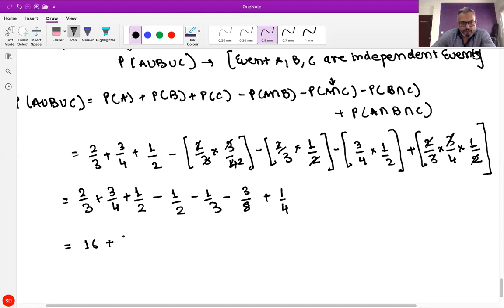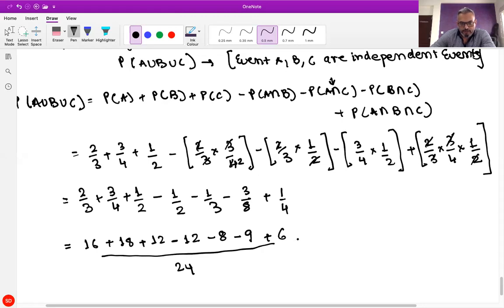So 3 8's are 24, 8 2's are 16 plus 4 6's are 24, 6 3's are 18 plus 2 12's are 24, 12 1's are 12 minus 2 12's are 24, minus 3 8's are 24, minus 8 3's are 24, so 3 3's are 9 plus 6 4's are 24 upon 24, which is equal to, calculated, 12 12 becomes 0, 18 minus 8 is 10, minus 9 is 1, so 6 and 7, 6 plus 17 is 23/24. Answer.